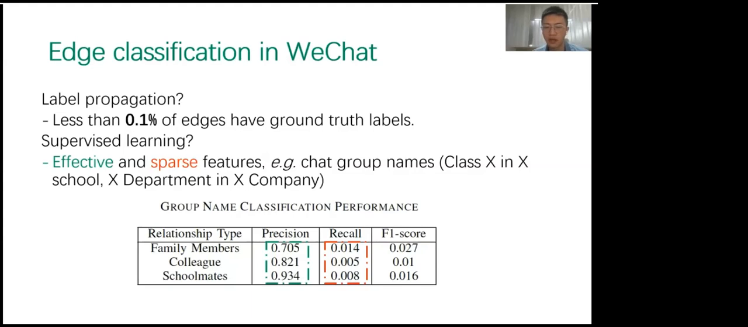In the below example, we have taken a look at the names of the groups that two users reside in. If the names indicate they are classmates in a certain school or colleagues in a certain department in some company, we would label their edges accordingly. And we find that using this rule-based mining method, the precision is actually rather high. However, the recall is extremely low, which indicates that such features are effective, but in WeChat, these features are extremely sparse, so we cannot directly generate features for edges and place them into a classification algorithm for prediction.